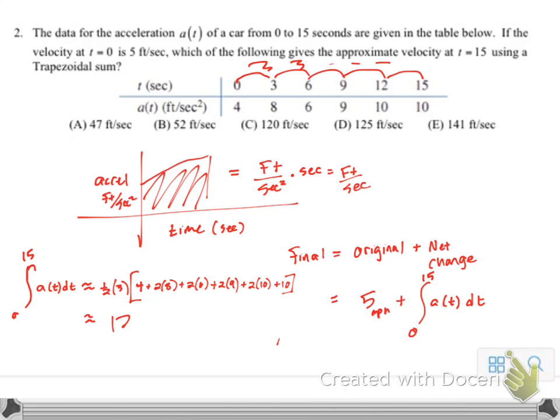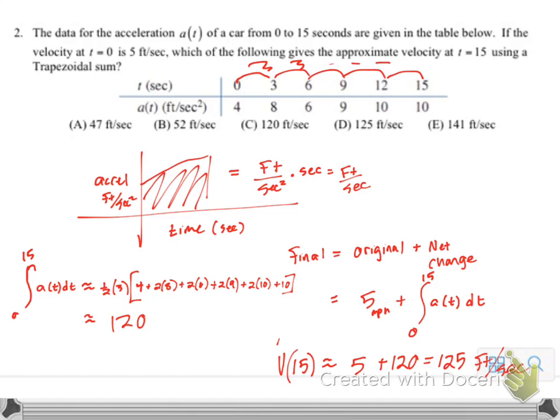So there it is. There's our trapezoidal sum. It gives you 120. So what we get is, hey, look, answer C has 120 in it. And you'd be wrong, so be careful. We want the velocity at 15 seconds, which is not just 120, but starting with 5 and changing by 120, and that's an increase, by the way, positive, we get 125 feet per second.